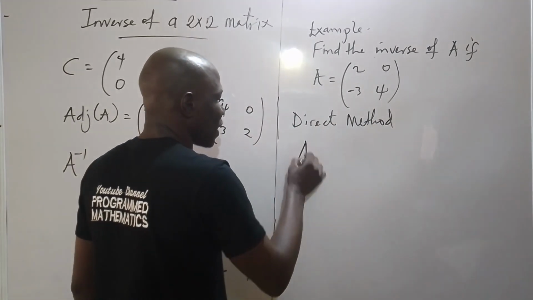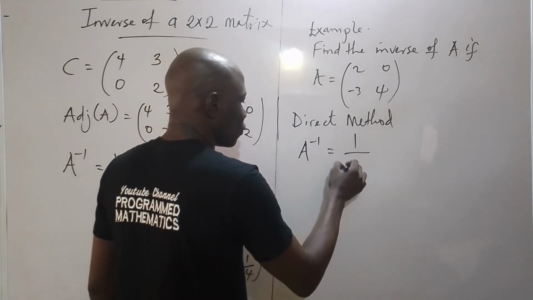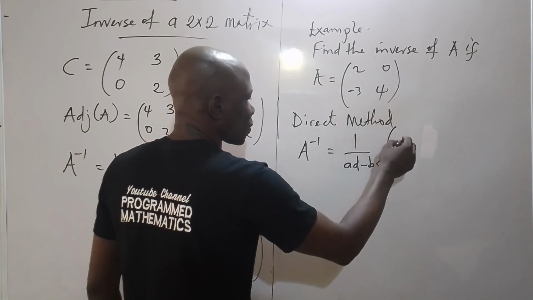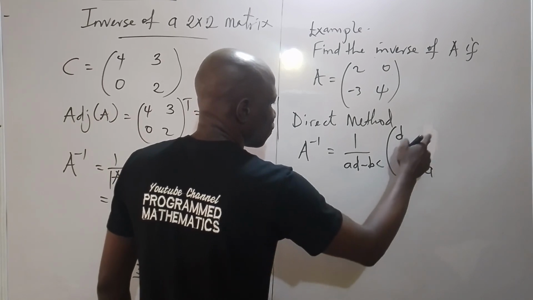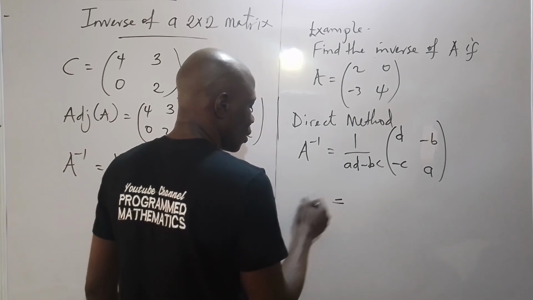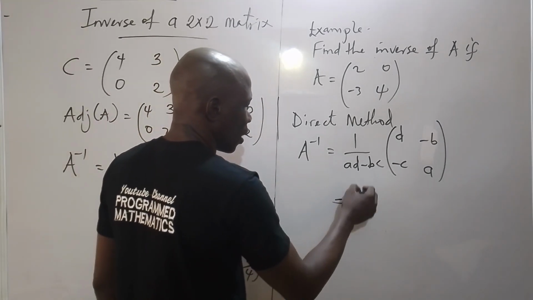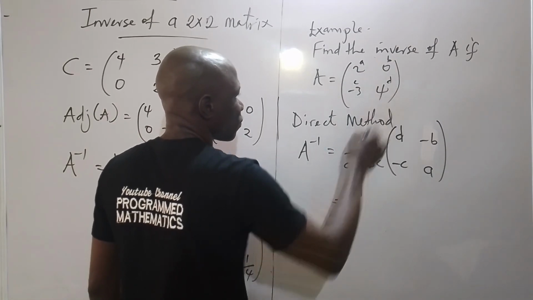Here now, the inverse of matrix A, we follow the formula straight, and that is 1 over AD minus BC. Switch the position. D comes here, A down here. This is minus C and minus B. Okay, so all we need now is to find this one here. A, this is B, this is C, this is D.